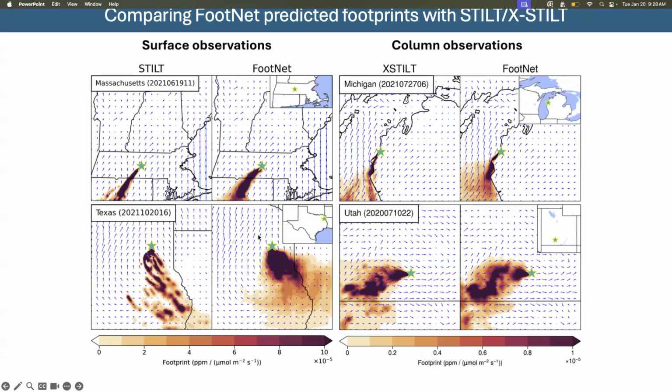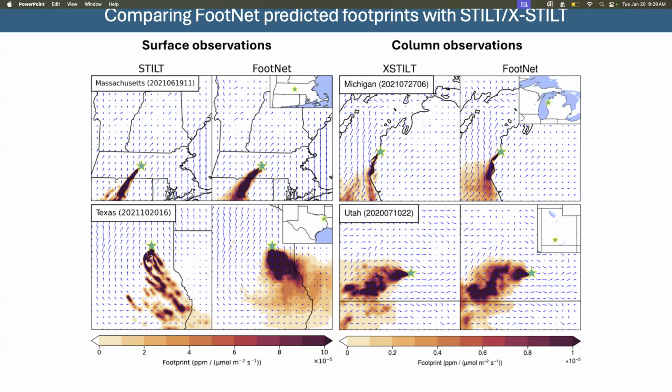Even though this kind of transport from STILT is very accurate, it is only accurate when the input meteorology is also accurate. But in reality, we have biases in the input meteorology, which can change the footprint structure, and STILT is highly sensitive to those biases in the meteorology. On the other hand, we notice that the FootNet footprints are much smoother and offer less sensitivity to those biases, and that can be helpful in the flux inversions.